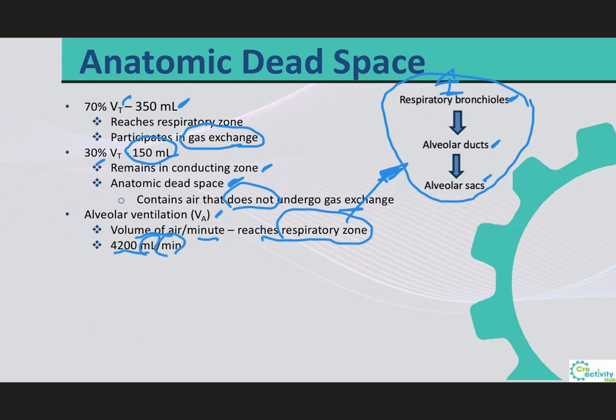And how do we get this number? Well, remember that the respiratory rate is about 12 breaths per minute. Therefore, if we multiply 12 by the 350 mLs, we will get the 4,200 mLs per minute.